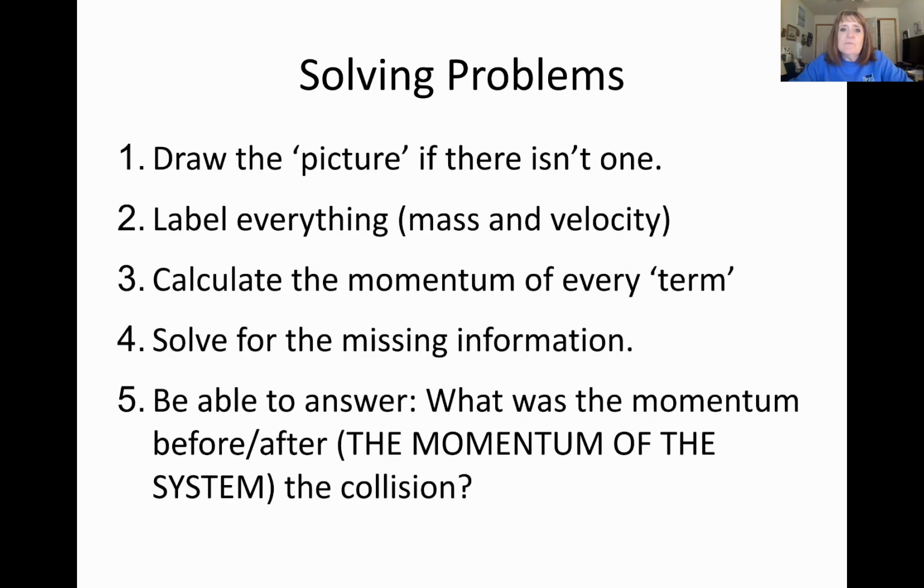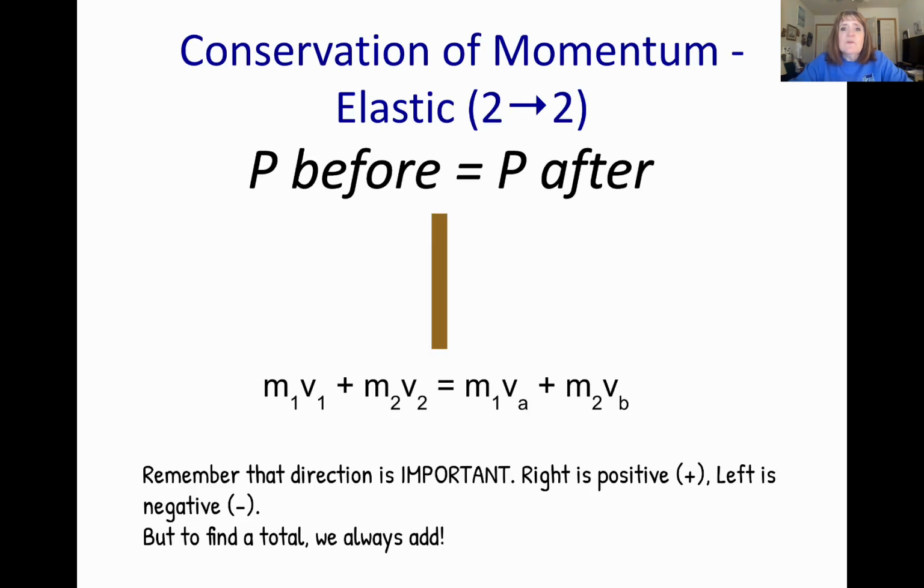So to solve problems, you first want to draw a picture for yourself if there isn't one, label everything, the mass and velocity of each object before and after the collision, calculate the momentum of each object, mass times velocity, and then solve using algebra for any missing information. Be sure to answer what the momentum of the system is before and or after the collision, and what type of collision you have. So, again, elastic is 2 to 2. Remember, direction is important.